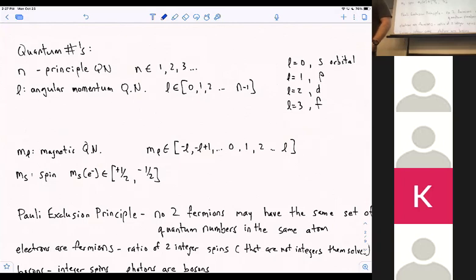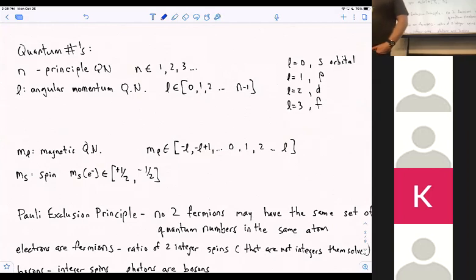What does SPDF stand for? It's spectroscopy terms. S means sharp, P means principal, D means diffuse, and F means fine. Those are the original SPDF. We don't really use that anymore. S is not spherical, P is not perpendicular, it's sharp and principal.